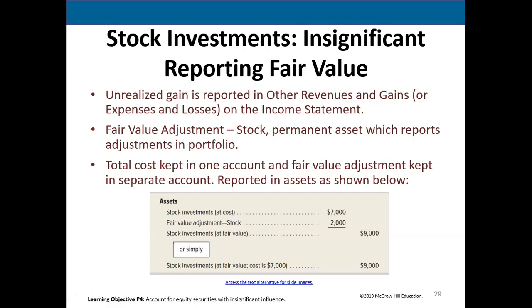Okay. So now we'll take the stock investment of $7,000, put it on our balance sheet, add the fair value adjustment account so that we report the stock investment on our balance sheet at fair value. And you see two different ways, just like with our debt investment. And yes, you report these all separately because you have separate categories.